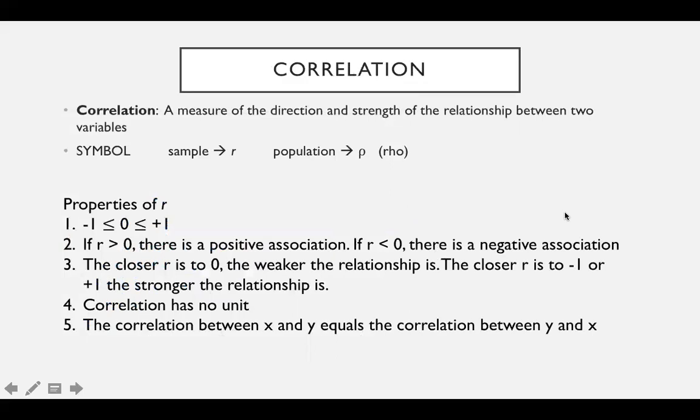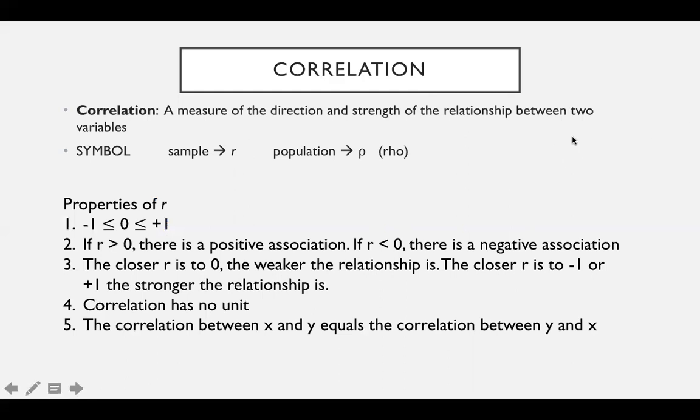Okay, so correlation is a measure of the direction and strength of a relationship between two variables. Just like mean and proportion, correlation has a sample and a population, so it has two different symbols. The sample symbol is r, lowercase r, and the population symbol is rho, which kind of looks like a p, but it doesn't have the extra tail at the top. It's just kind of like an o with a little line at the bottom of it.